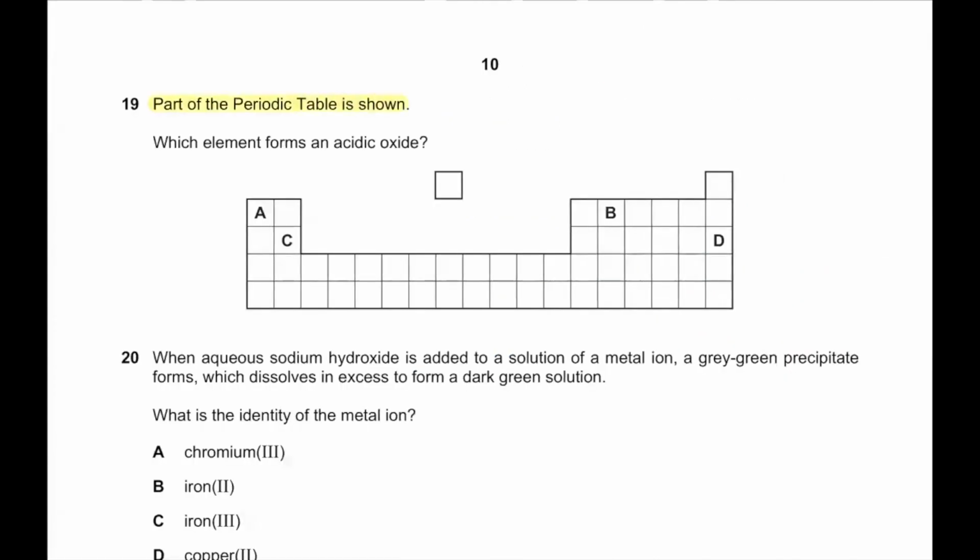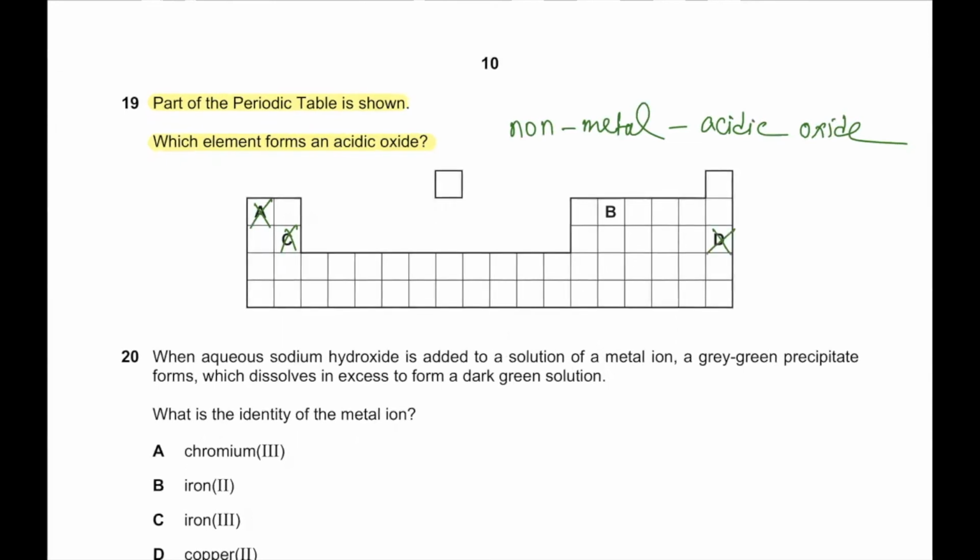19. Part of the periodic table is shown. Which element forms an acidic oxide? Now when talking about acidic oxide, we know that non-metals are responsible for producing acidic oxide. We can see A and C both are metals, so they're cancelled, and D is cancelled because it is a noble gas element. So the only answer can be B.